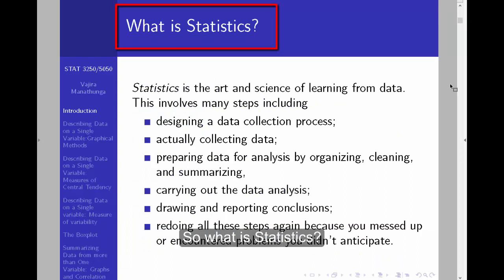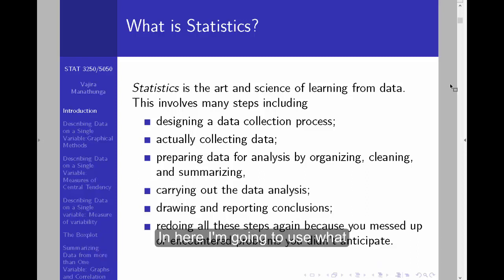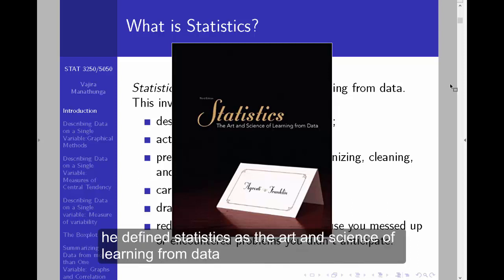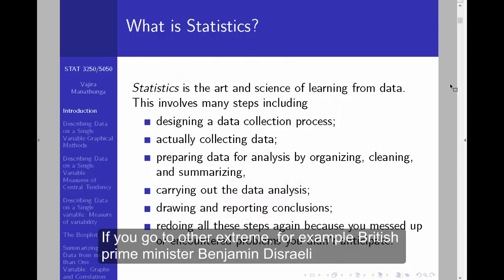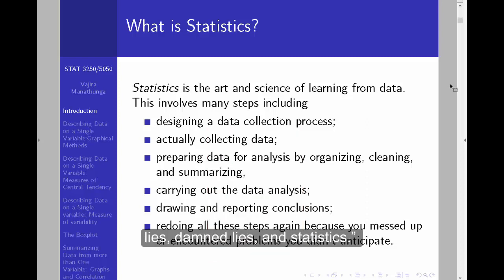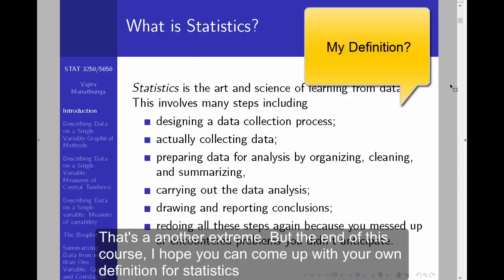So, what is statistics? There are no clear-cut definitions. If you read 10 books, you may get 10 different definitions. Here, I'm going to use what Alan Agresti used in one of his books. He defined statistics as the art and science of learning from data. If you go to the other extreme, for example, British Prime Minister Benjamin Disraeli said there are three kinds of lies: lies, damn lies, and statistics. That's another extreme. But at the end of this course, I hope you can come up with your own definition for statistics.